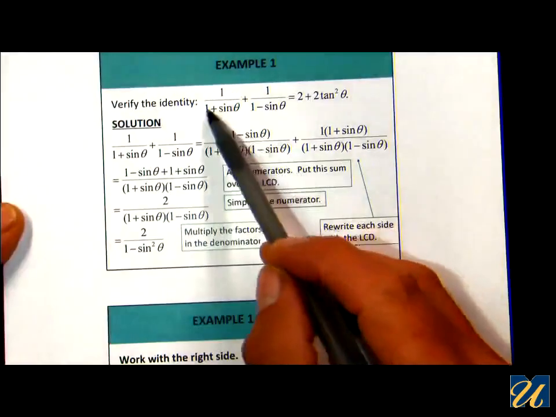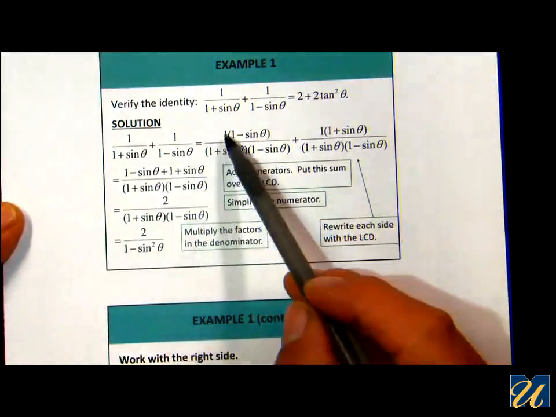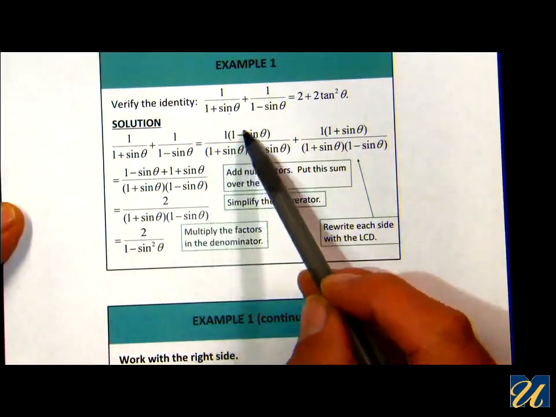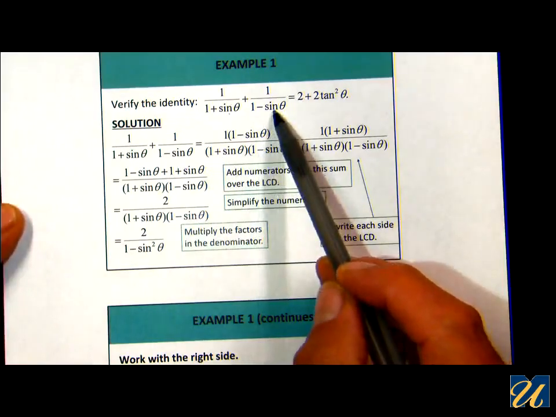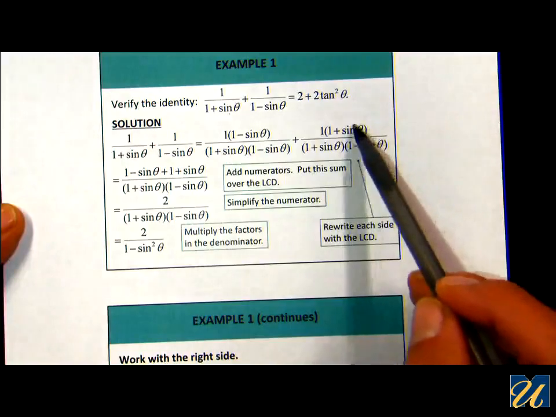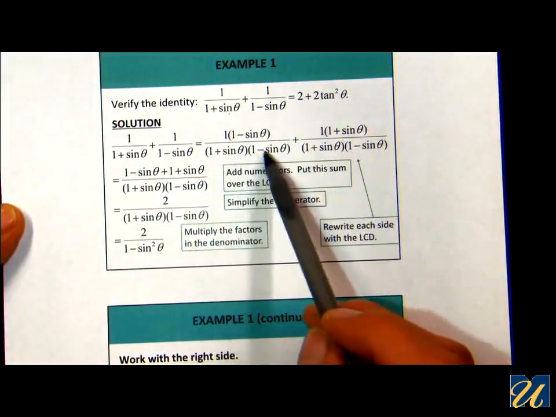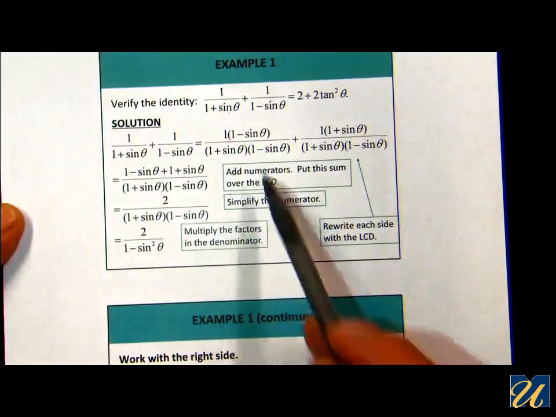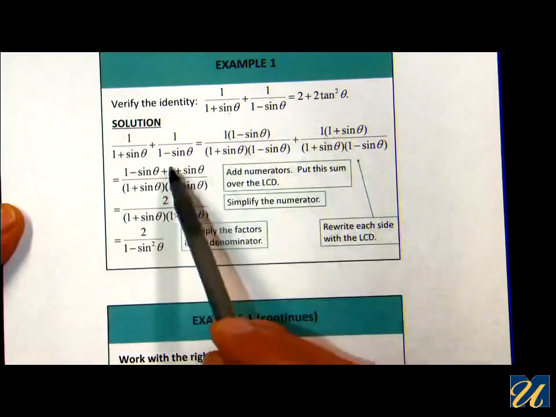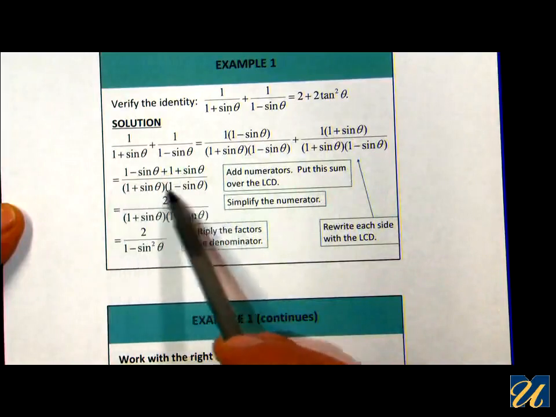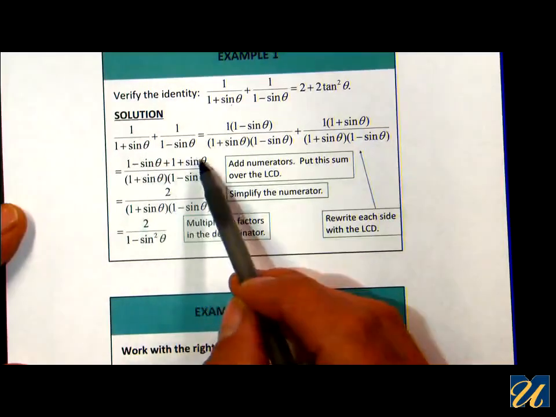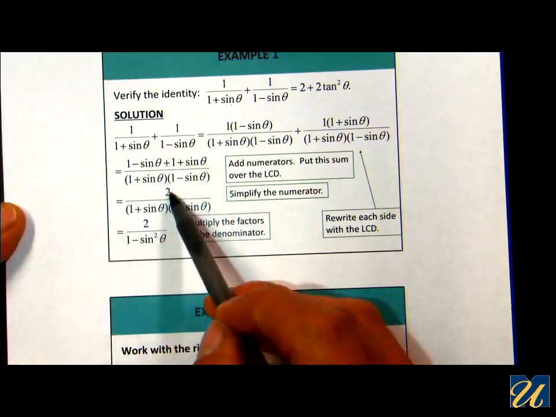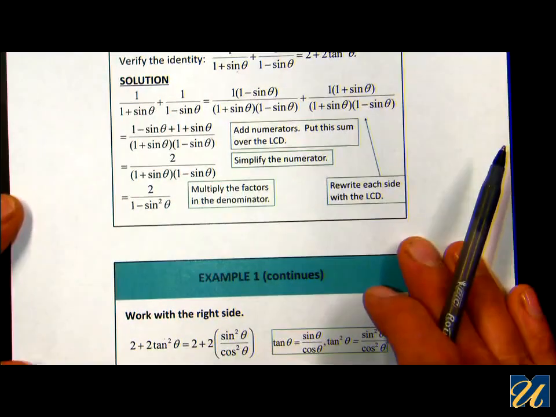So we'll take 1 over 1 plus sine theta, and here it is, 1 over 1 plus sine theta, multiply top and bottom by the other denominator. Likewise, take this fraction and multiply top and bottom by the other denominator, so that the denominators are now the same. Okay? So the numerators can be written down as addition, divided by the same common denominator. Okay, it gets us that far. Oh, and then negative sine theta and sine theta add to 0, and 1 plus 1 is 2. So the numerator simplifies. So now we got that far.